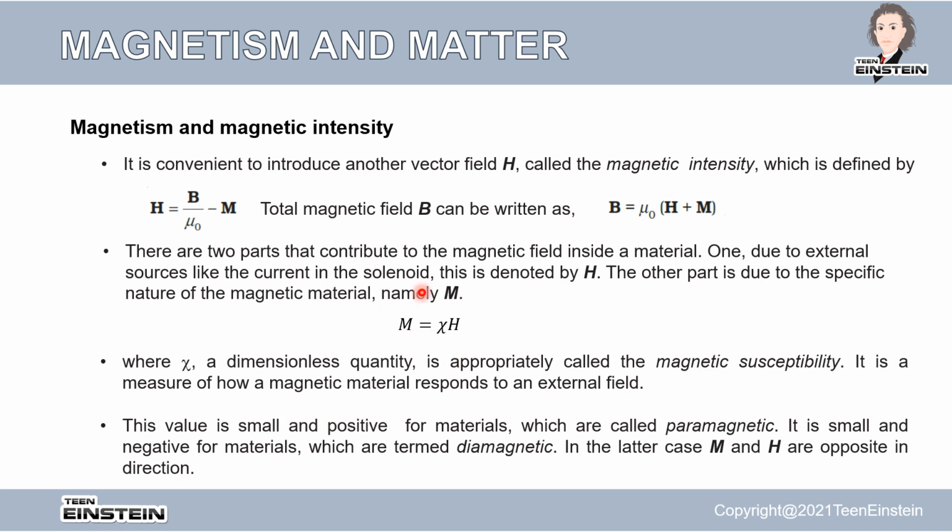So it's straightforward from this equation. M is directly proportional to H, and how M behaves for H depends on chi. So this is what decides the behavior of M. That's what this statement says: it's a measure of how a magnetic material responds to an external field. This value is small and positive for materials which are called paramagnetic. It is small and negative for materials which are diamagnetic. In the latter case, M and H are opposite in direction. So there are some materials called diamagnetic where the magnetization is opposite to the applied field. We will see what paramagnetic and diamagnetic are.